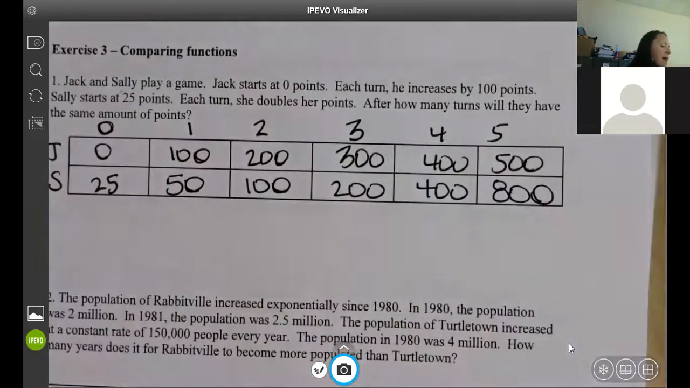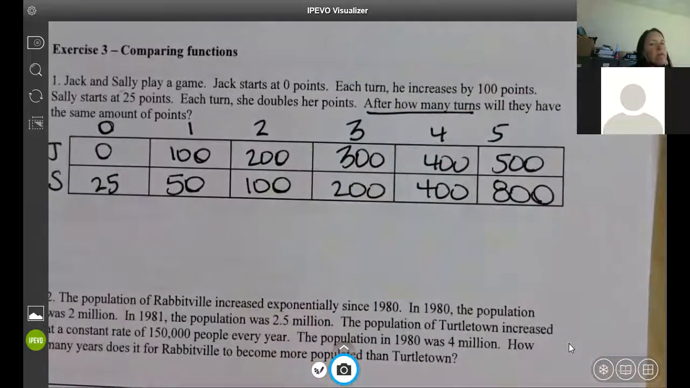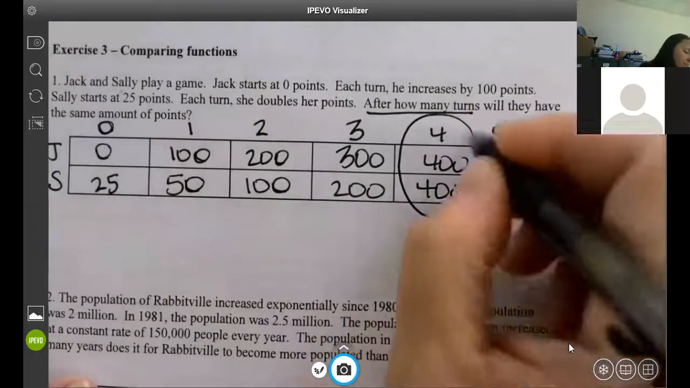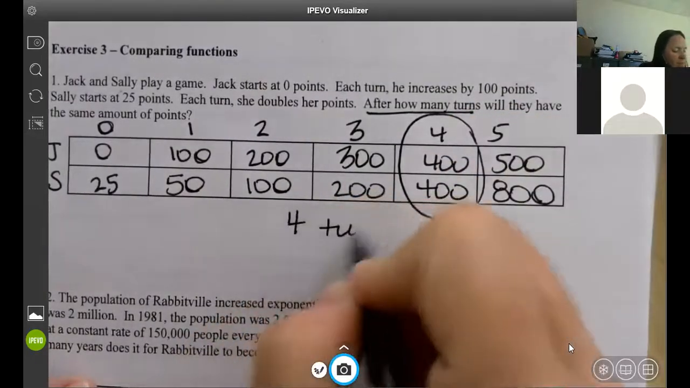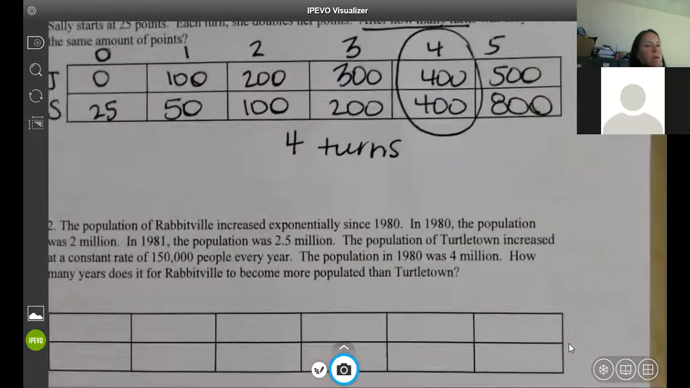It says after how many turns, be careful about this, after how many turns will they have the same amount of points? Where do they have the same amount of points? 4. That's it. That's all you have to do. Jack's was linear, Sally's was exponential.